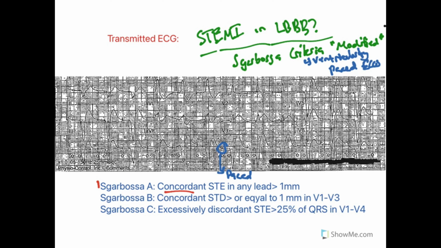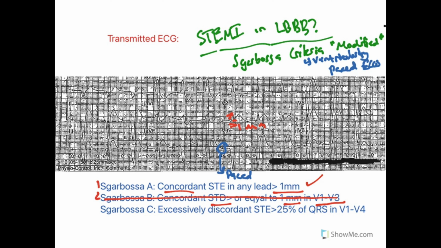So first, Sgarbossa A. Does she have concordant ST elevation in any lead more than 1 millimeter? Well, take a look here at lead V2. You can see the QRS is pointing up, and she definitely has 1 millimeter of ST elevation there. So she actually meets that criteria. Now, let's take a look at Sgarbossa B. Concordant ST depression more than or equal to 1 millimeter in V1 through V3. Well, she doesn't have ST depressions in V1 through V3, so we do not meet that criteria.